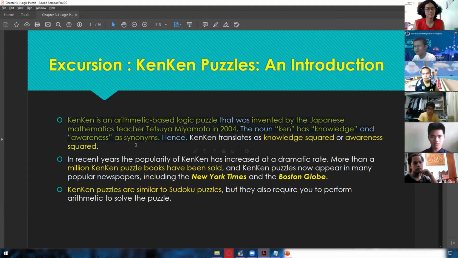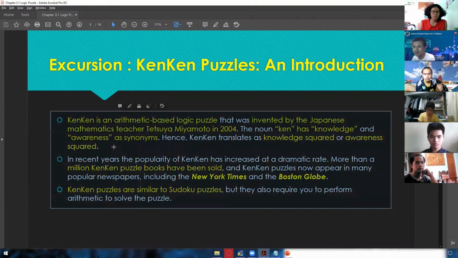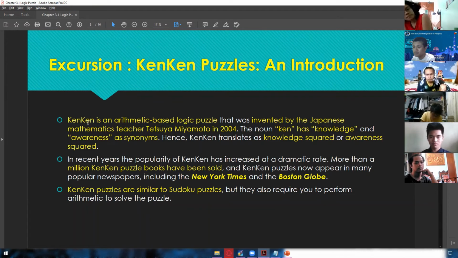Okay, so what do I mean by super brilliant idea? So the others are also okay. It will help you to maybe become more a critical thinker. Like parang ano bang tawag dito? Mas magiging, what is the proper term? Parang mas magiging visualizer ka. Okay, mas mabi-visualize mo yung mga bagay-bagay ng saglitan lang. Unlike the others, yes, they are a puzzle also, but they won't help you that much. Maybe that's the reason why. And yeah, so let's start with the definition of the KenKen puzzle. So KenKen is an arithmetic-based logic puzzle that was invented by the Japanese mathematics teacher Tetsuya Miyamoto in 2004.